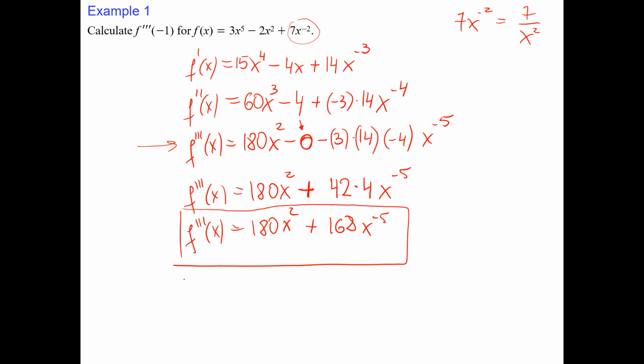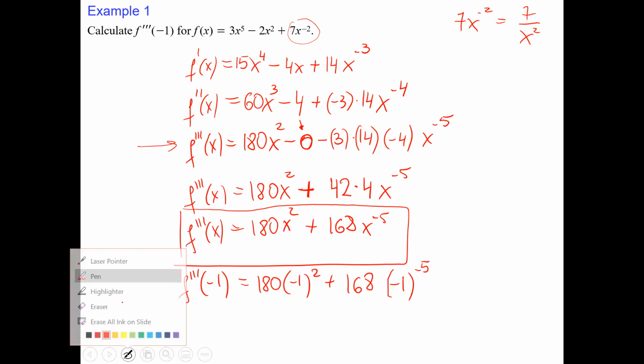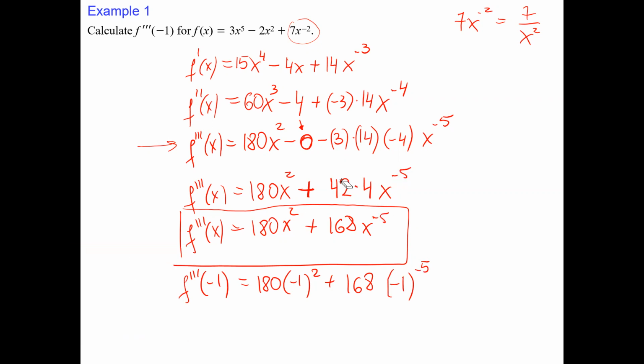Now let's finalize this question. We just have to substitute negative 1. 180 times negative 1 squared, 168 times negative 1 to the negative 5. Actually, just because we remember this is the constant, but x to the negative 5, I will rewrite as 1 over x to the power of 5. It's just easier and nicer to have the final answer without the negative exponent.